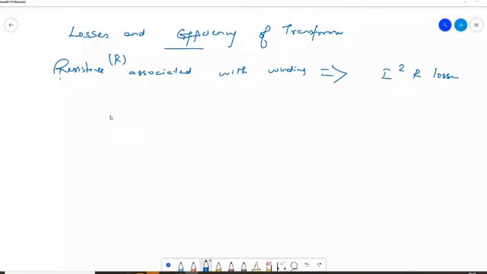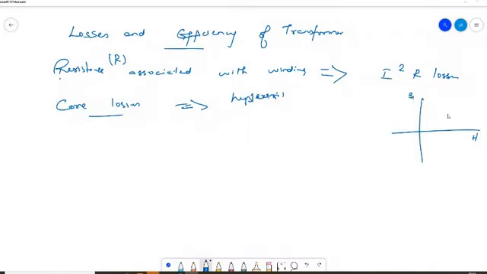And this happens in the winding of the transformer, and there is another loss that happens in the core of the transformer. This happens due to the hysteresis effect, when magnetizing and demagnetizing come into the picture. You can recollect this from the hysteresis graph. If you look at the relation between H and B, what happens?